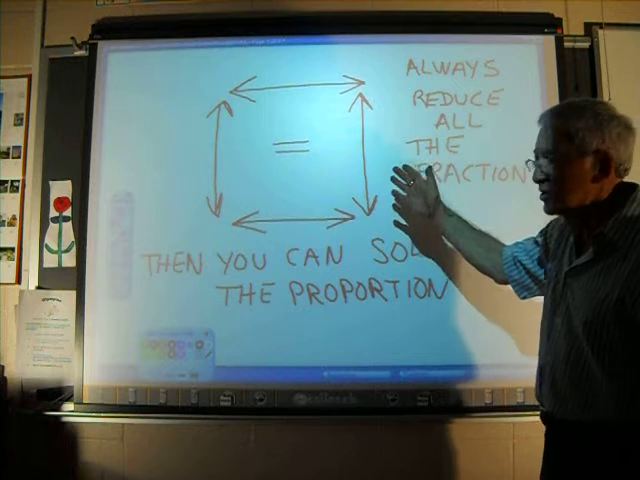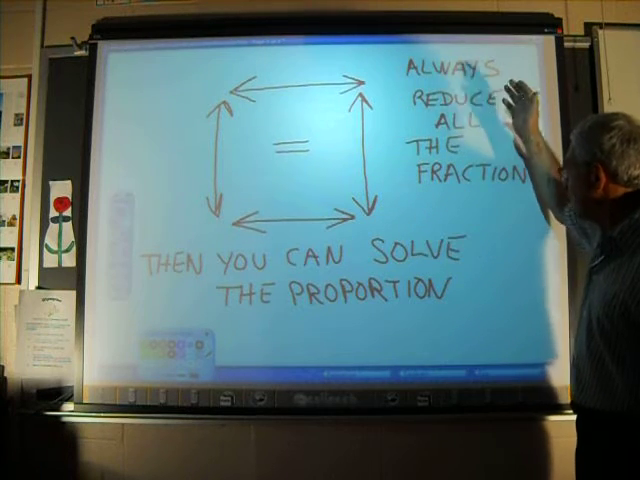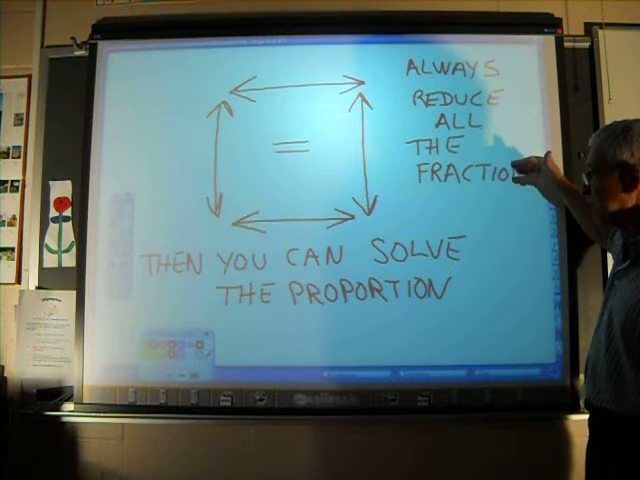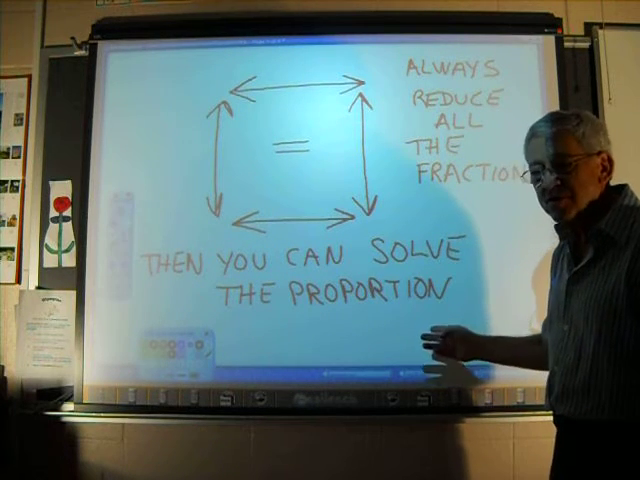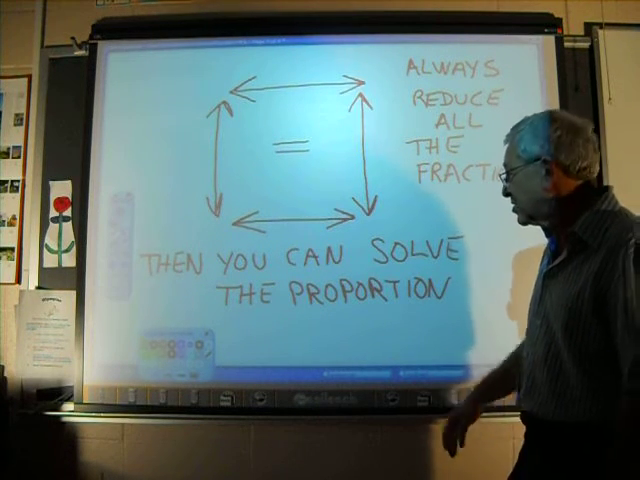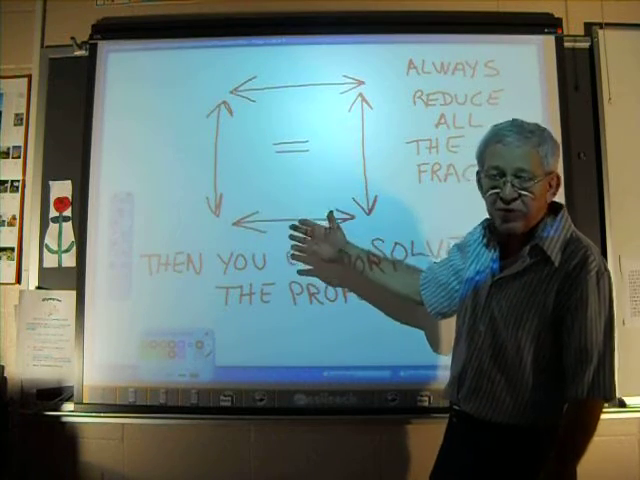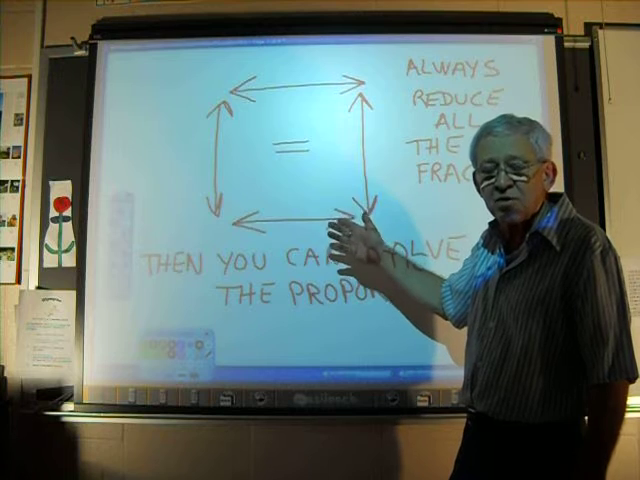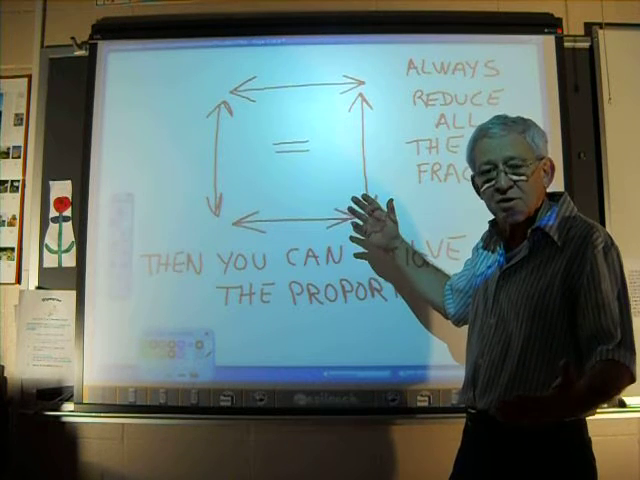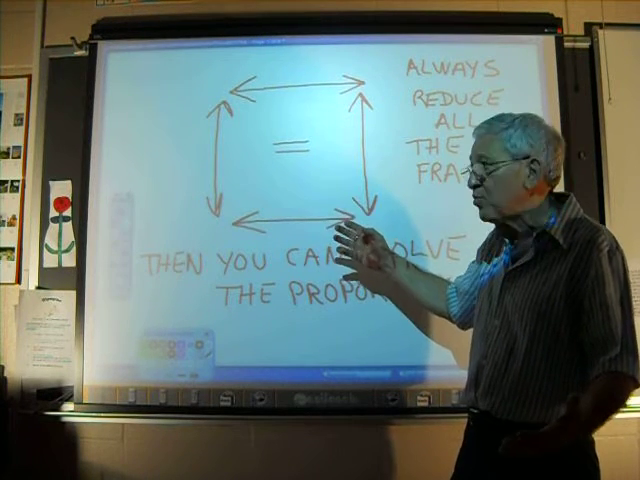Now, this is the way we look at it. Always reduce all the fractions first. Then you can solve the proportion, and you can solve it a lot easier. This is the diagram, our graphic organizer, if you'd like, to help you figure out how to reduce and then to solve a proportion.